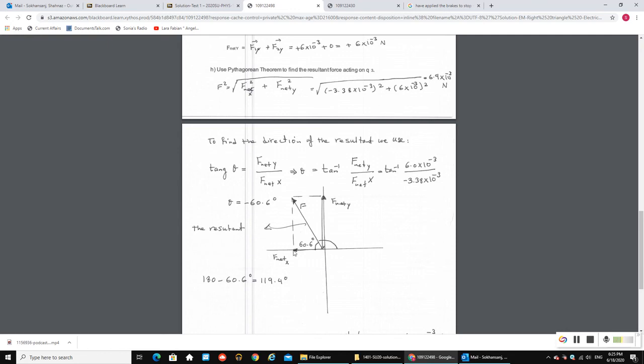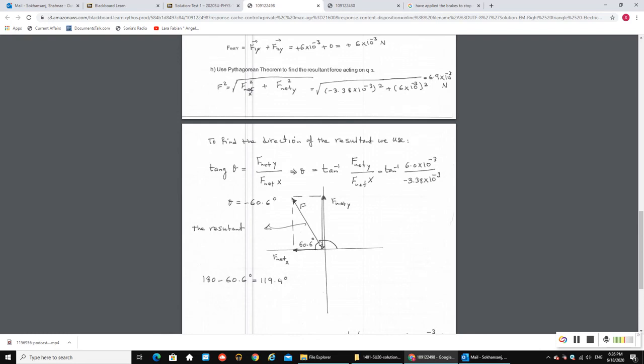Okay, let's look at the picture. This is our F net X. This is our F net Y. And as you see, we can draw a parallelogram, and the diagonal of that parallelogram gives us the resultant. The resultant has two components. This is the F net X, which is negative. So that's why we had a negative sign here for F net X. But F net Y is plus, so we have plus here. The angle we get is here. We call it negative because it is on the negative X direction.